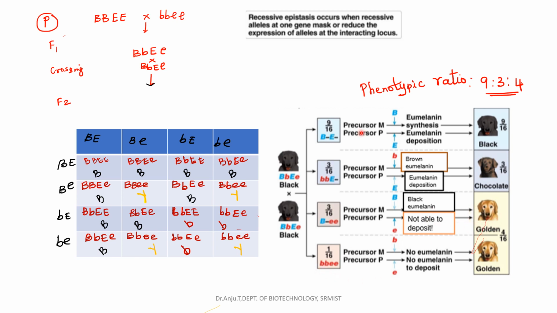And here, if the pigmentation gene is in the recessive allele form, it can produce the brown color, but no deposition will take place. So there is no coloration, and we only get a yellow coat. So this is recessive epistasis, where the recessive allele of one gene masks the expression of the alleles in the other gene. The ratio here is 9:3:4.